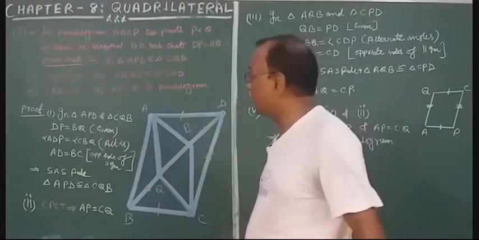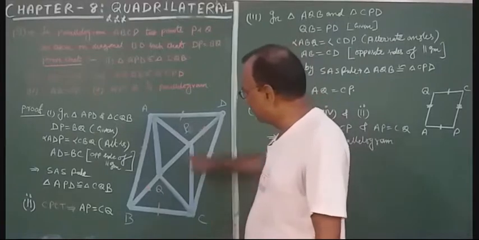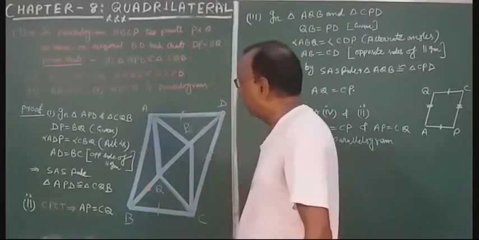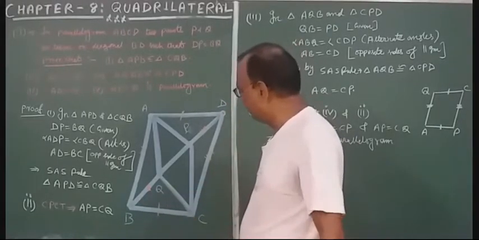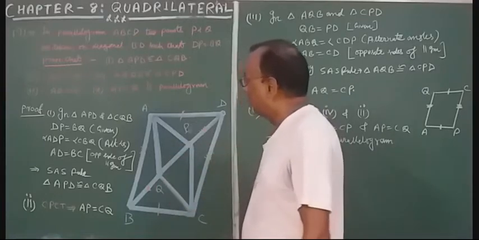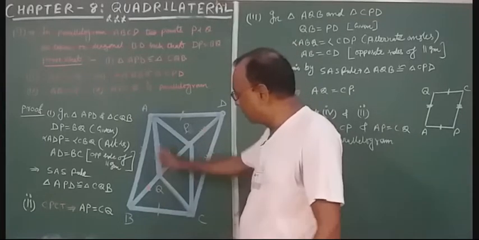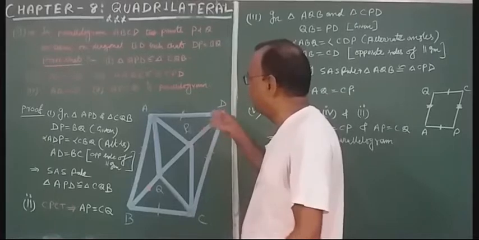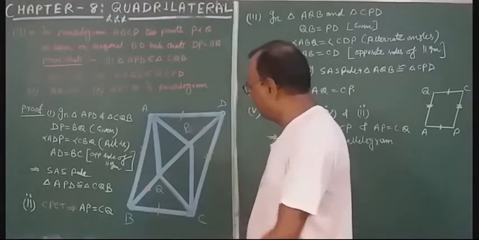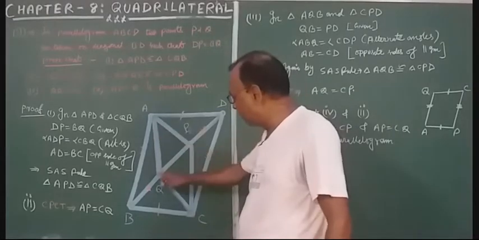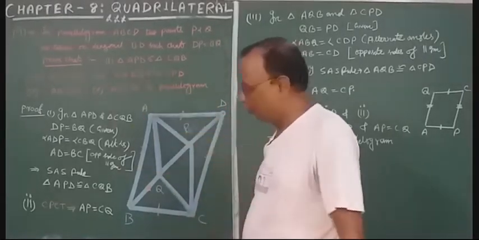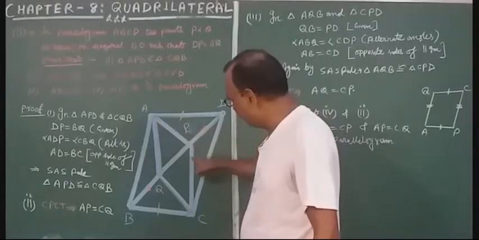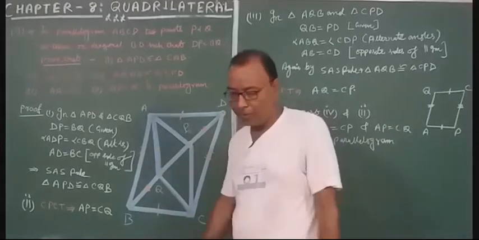What we have to prove in this question? The first thing, triangle APD is congruent to triangle CQB. And next thing, AP is equal to CQ. What is the third part we have to prove? That triangle AQB is congruent to CPD or DPC. And the fourth part is AQ is equal to CP. And in the fifth part, we have to prove that APCQ is a parallelogram. Is it okay?